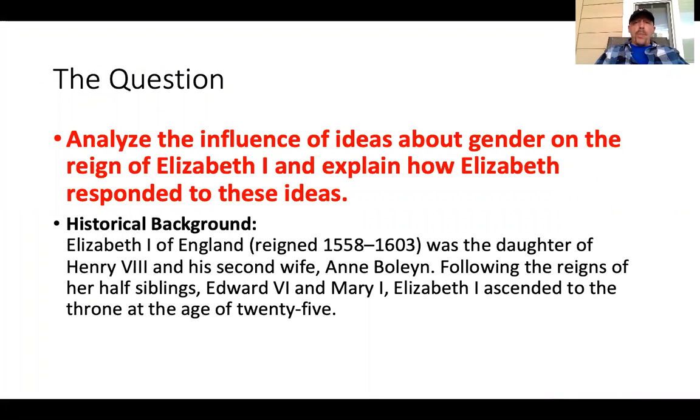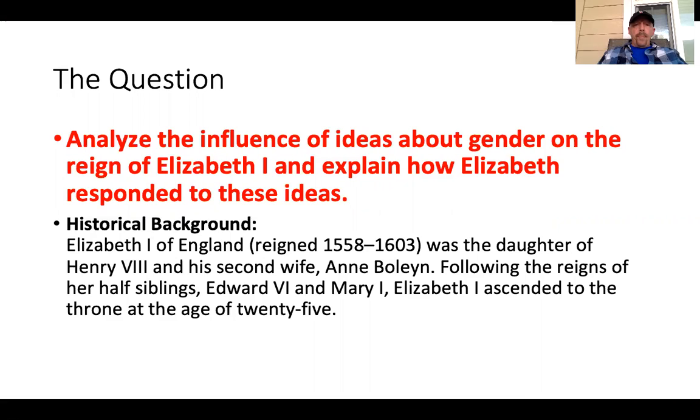So here's the question. Analyze the influence of ideas about gender on the reign of Elizabeth I and explain how Elizabeth responded to these ideas. Sometimes the AP exam will give you some background information here, and it reminds you a little bit about who Elizabeth was, daughter of Henry VIII and Anne Boleyn, and followed the reigns of her half-brother, Edward, and half-sister Mary, otherwise known as Bloody Mary. So that's what you have. Anything else you bring out about Elizabeth is outside information.